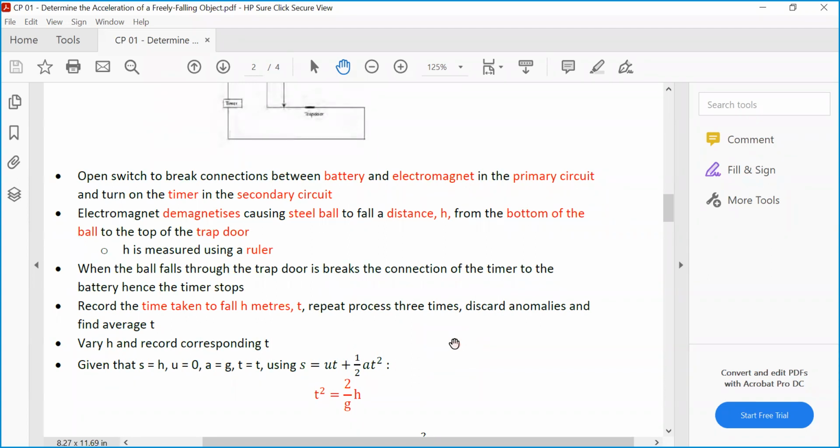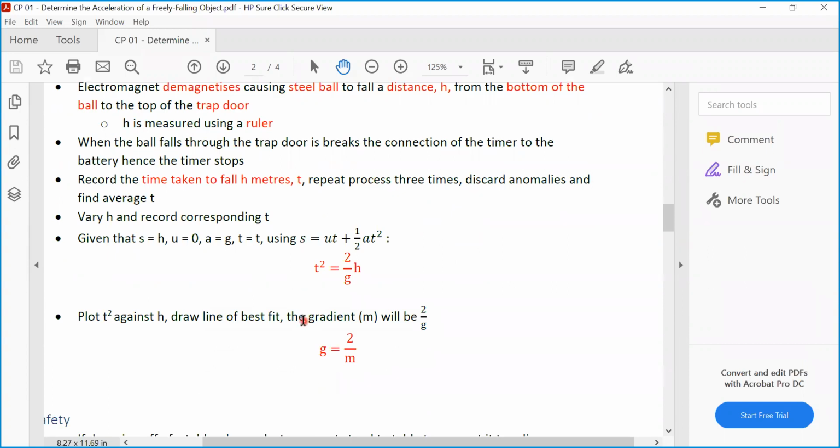Given that s equals h, u is 0, acceleration is gravitational acceleration, time taken is t, you can use s equals ut plus half at squared to measure gravitational acceleration, simply g. Plot t squared against h. Normally we use the graphical method for more accurate answers. So you take this equation, t squared equals 2 over g times h, and you have all the data. You did several practicals by taking several heights. Then they say a graph of t squared versus h.